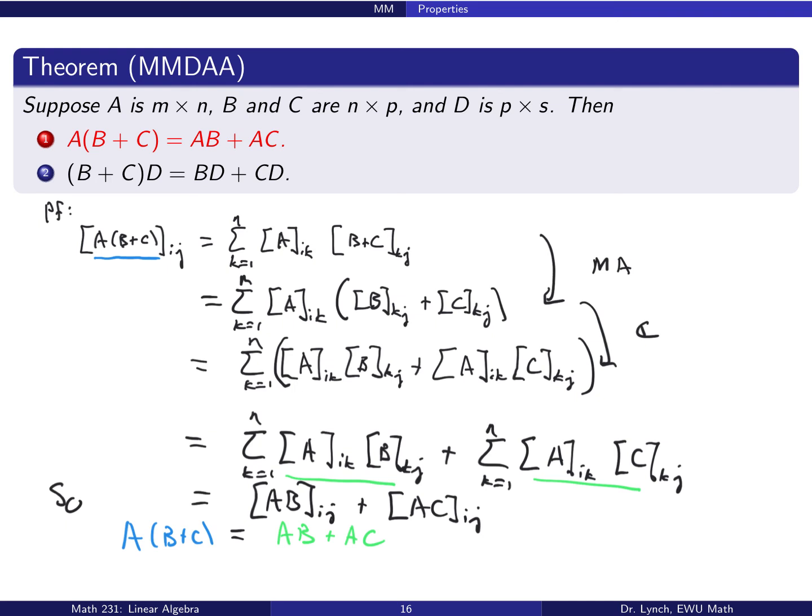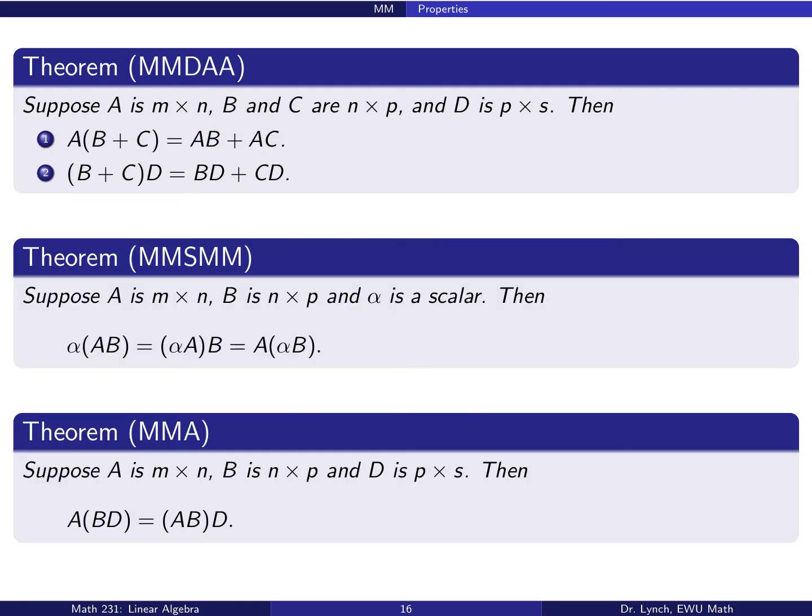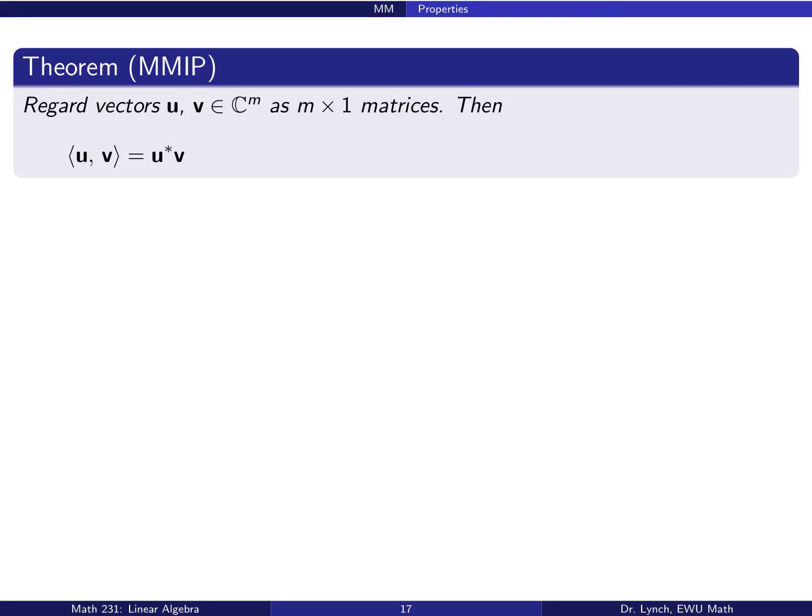Okay, that works if we're multiplying on the right by a matrix D as well, as long as everything's the correct size. And there are other properties too, distributive properties of scalar multiplication and associative properties of matrix multiplication. Okay, I'll give you a chance to prove one of these properties in a minute.